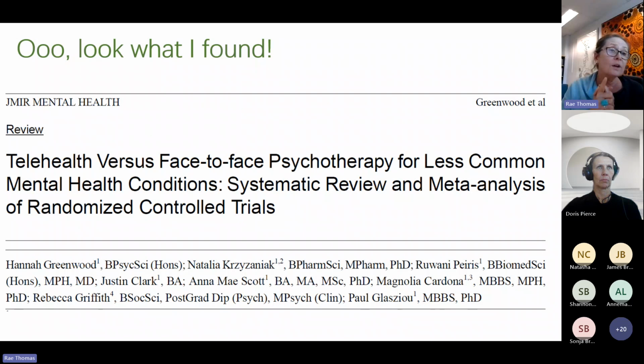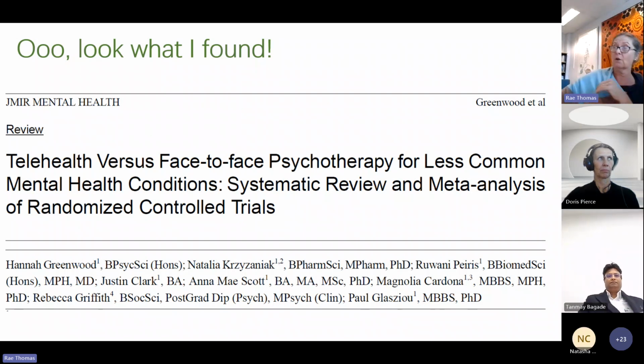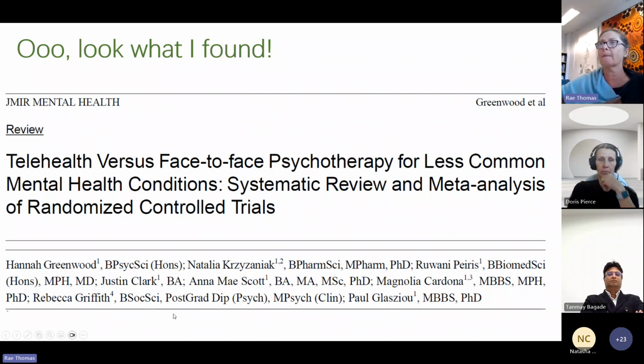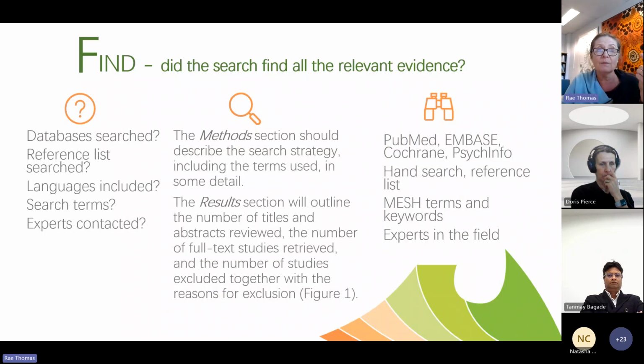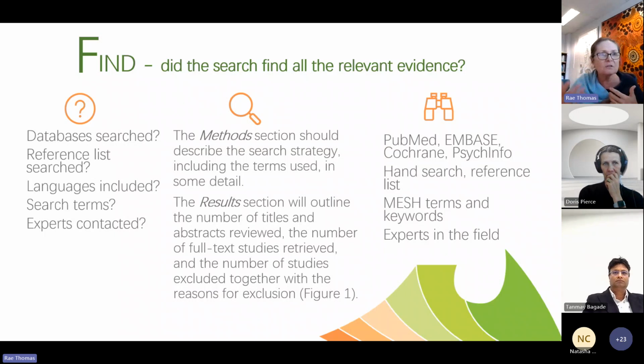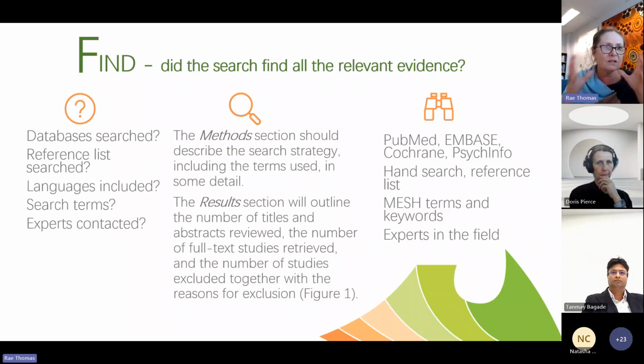But now what we want to know is, is it actually a good study or not? So we have to critically appraise it, and we're going to critically appraise it according to FAITH. Find. Did they find all the relevant evidence? What we're looking for is we're going to go to the methods section and the results section only, and we're looking for things like PubMed, Embase, Cochrane Central, language, MeSH terms. What were their search structures looking like? Were there experts in the field consulted? So they're the kind of things that we're looking for, and we're going to find them in the methods section mostly, potentially in the results.